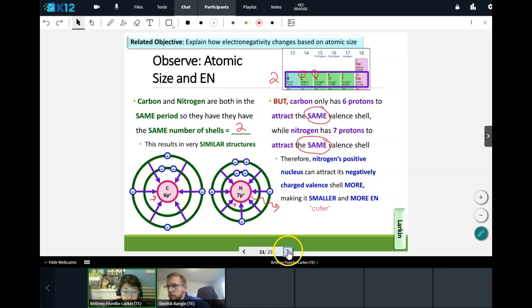All right, looking good, everyone. This is going to be the answer to number 8. Again, as we go to the right, we get more protons to pull in the same shell, and so we get smaller and more electronegative. So smaller is the answer for number 8. 20 seconds to fill that in. Capitalization does not matter, but spelling does. Raise your hands when you're good on number 8.